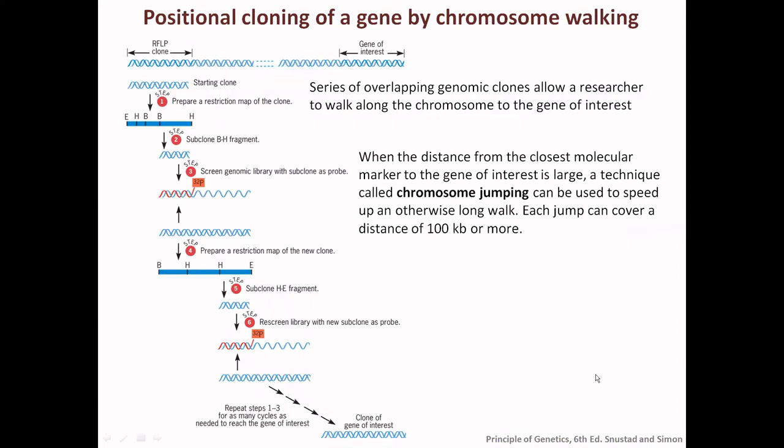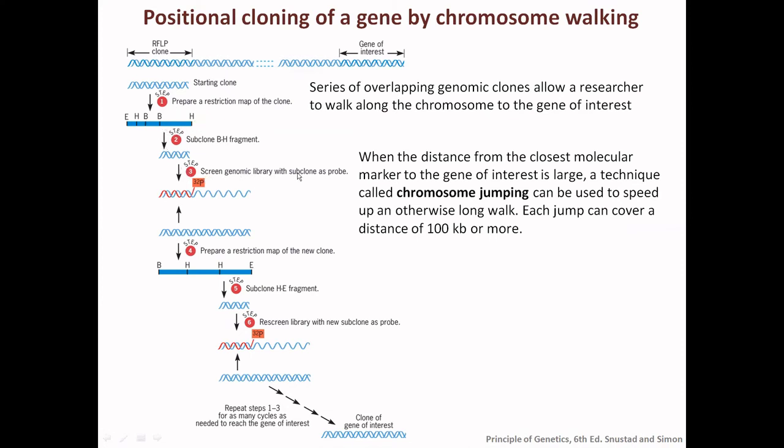This is another example of how to prepare a map by chromosome walking. So we can see here there is an RFLP at this position. Then we prepare a restriction map of the clone. This is the gene of interest. Then this subclone, this area. This is step 1, the restriction mapping with E, S, B, B, H. Then subclone B to H, we will subclone this part.